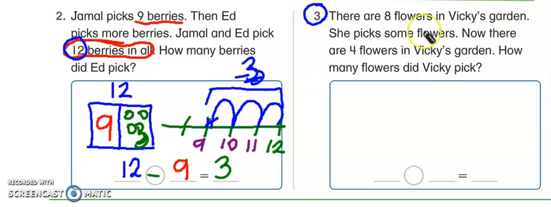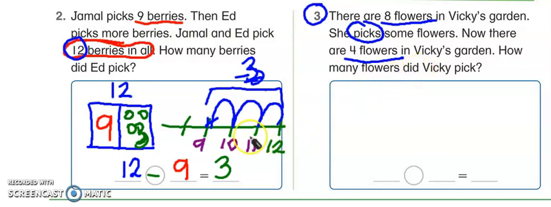All right, so there are 8 flowers in Vicky's garden. She picked some flowers. Now there are 4 flowers in Vicky's garden. How many flowers did Vicky pick? So again, there are 8 flowers in Vicky's garden. She picks, so she took. When we take away, we subtract. Now there are 4 flowers in Vicky's garden. How many flowers did Vicky pick?